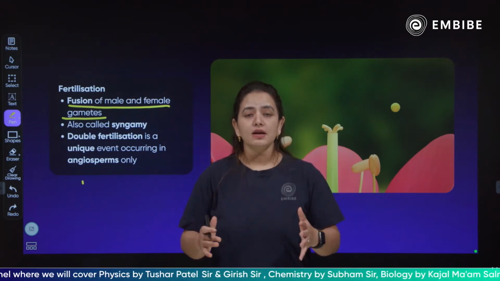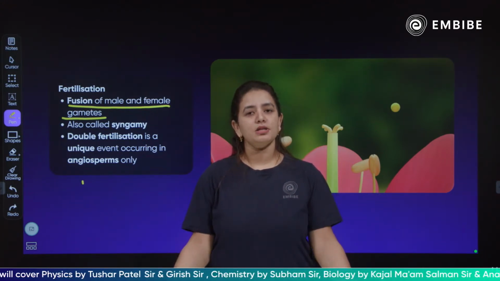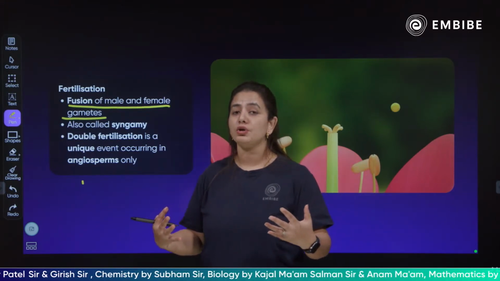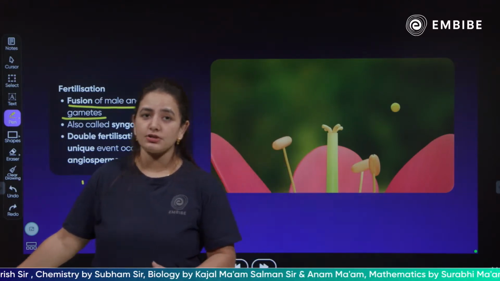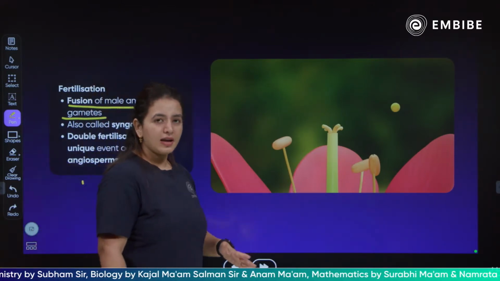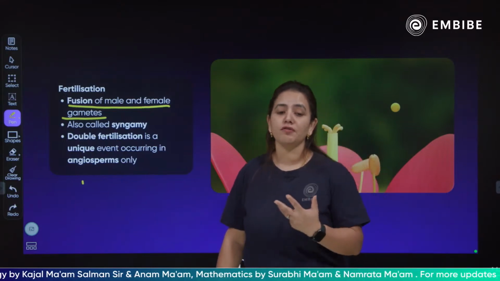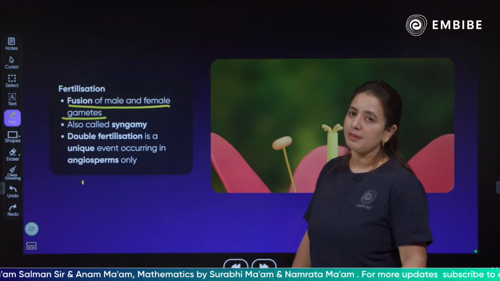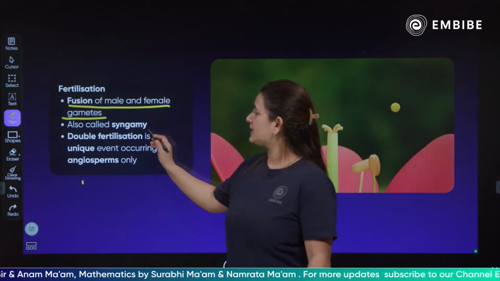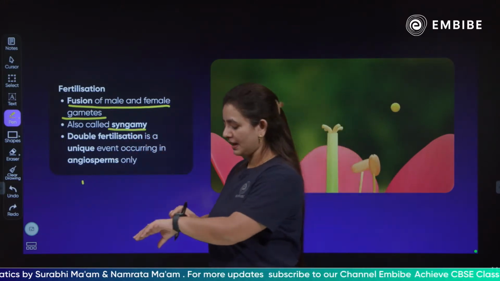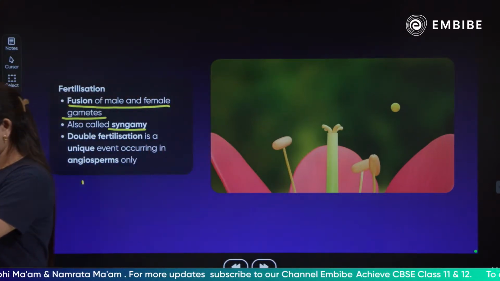Just one step at a time, children, this is very basic. I am giving you an overview of whatever we are going to study in all the sessions of the sexual reproduction of flowering plants. Talking about the fertilization event, which is the fusion of the male and the female gamete, it is also called syngamy. What is syngamy? Syngamy is the fusion of the male and the female gamete.